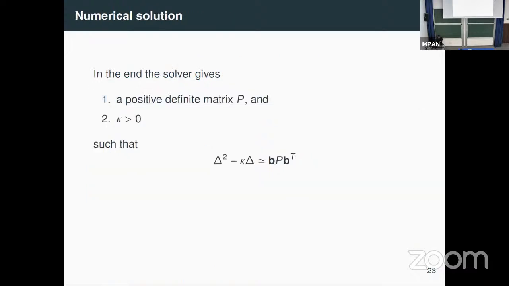So in the end, you do this, and the solver gives a positive definite matrix and some number such that the equation that we wanted to solve is solved. However, the problem is that this is, of course, a numerical solution. So we were looking for proof. So far, we only have an approximation. It's a pretty good approximation. The accuracy was on the order of 10 to the minus 10, but still, it's just an approximation.